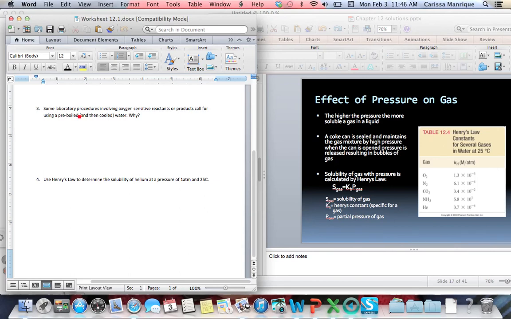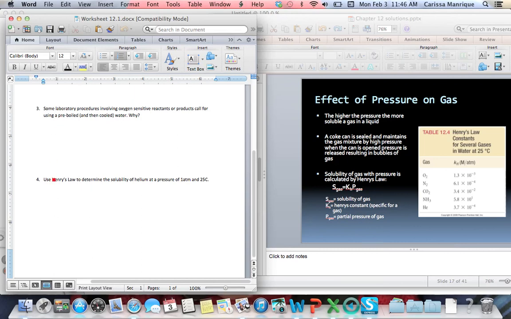Think about this. When you boil something, what are we doing to the temperature? We're increasing the temperature, right? Now, is a gas at higher temperature more or less soluble? Less soluble. So we increase the temperature so that the gas is less soluble, and it basically goes away. So when we pre-boil water to get rid of the extra oxygen, what are we getting rid of? Oxygen. And what is our reactant or product sensitive to? Oxygen. So we get rid of it by boiling. Anyway, that's just an application.